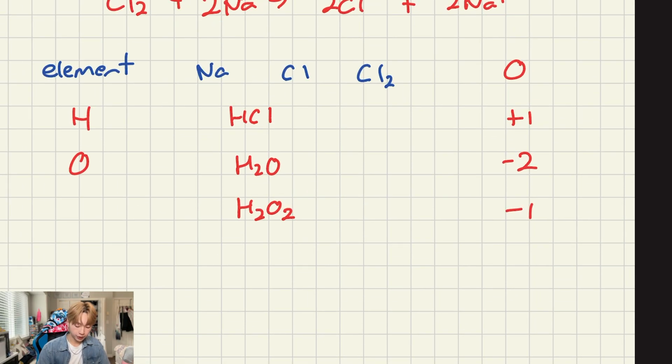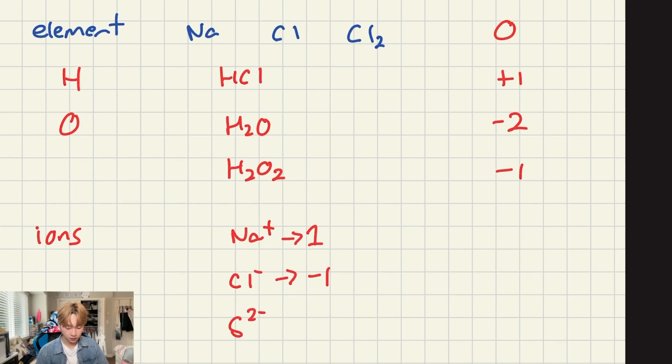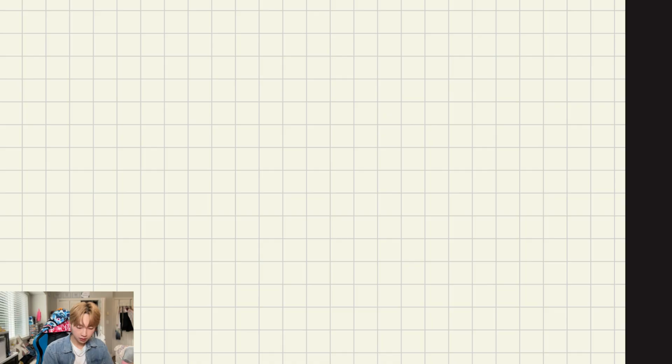And finally, for any monoatomic ions, it's just going to be the charge. So our Na plus is going to be +1, Cl minus is going to be -1, S2 minus is going to be -2. So pretty simple, determining the oxidation number of things. Now let's look at an example.